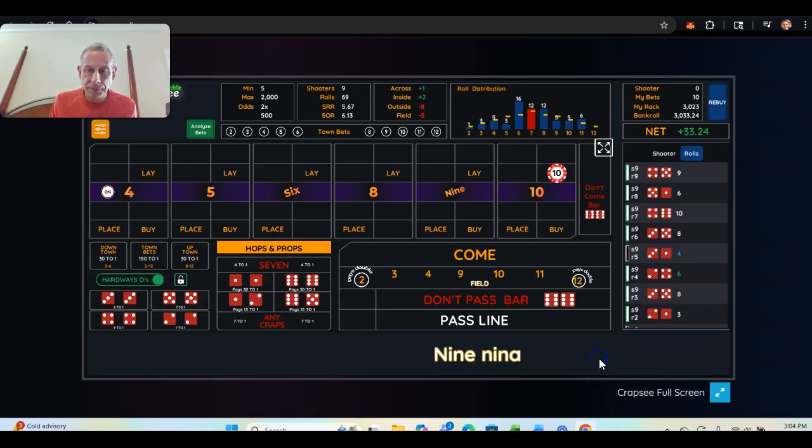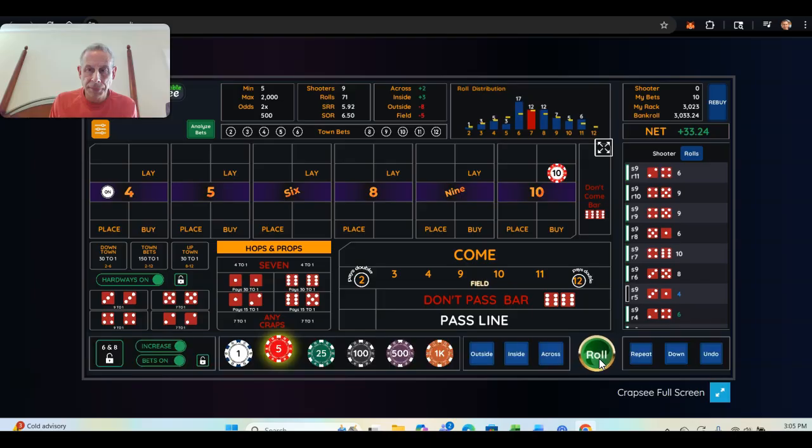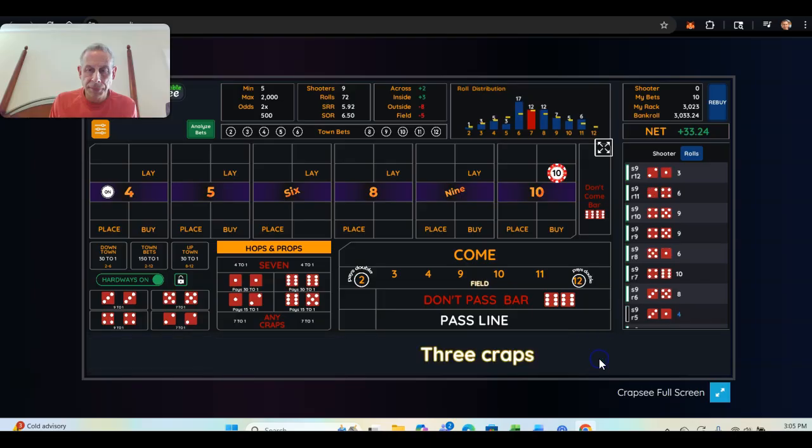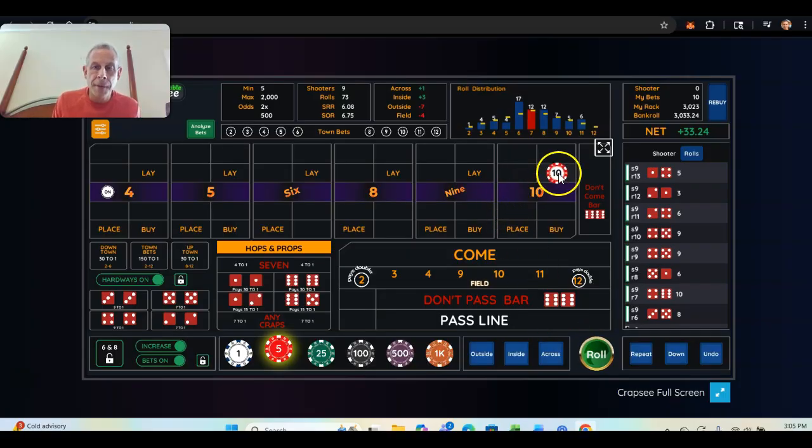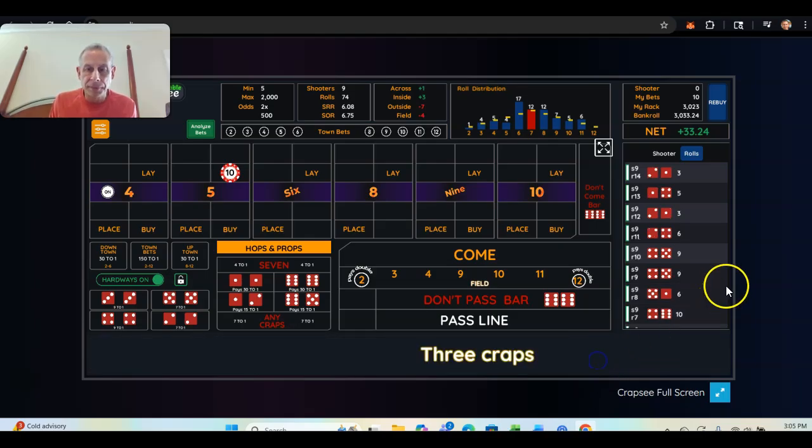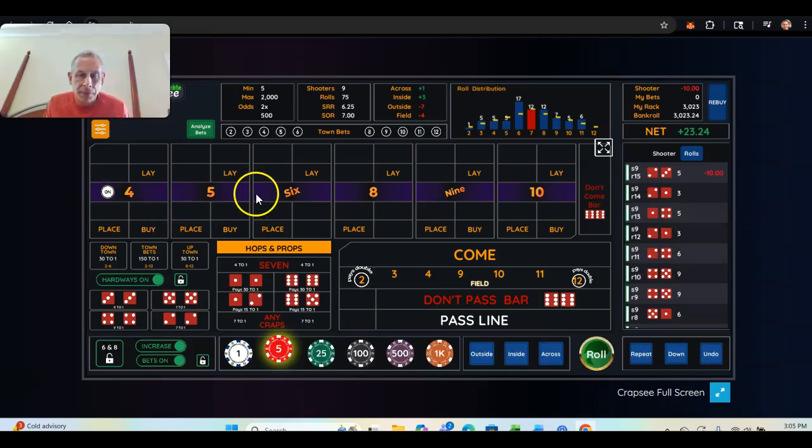Nina. Easy 6. 3 craps. Fever 5. Okay, there's the bounce. So we're going to bounce over to the 5. And now we're looking for a 7. 3 craps. We're always looking for a 7. 5 fever. Okay, we got knocked off for the first time, right?